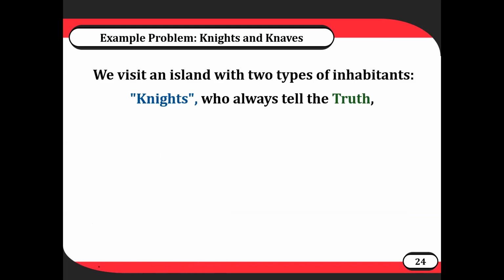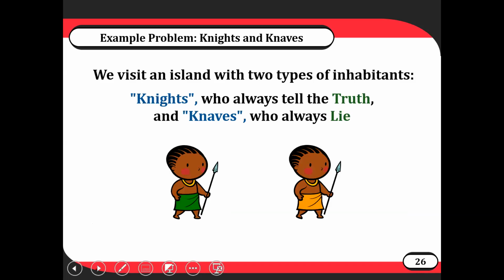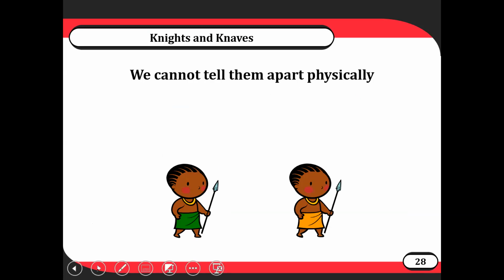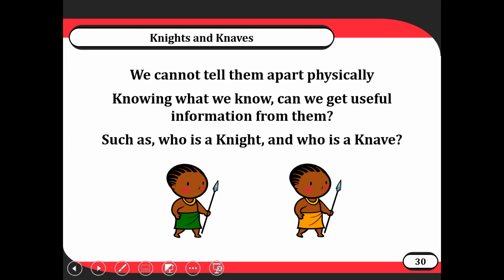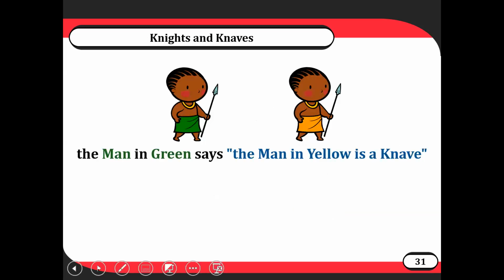So we visit an island with two types of inhabitants, knights who always tell the truth and knaves who always lie. We are met by two inhabitants and we cannot tell them apart physically. So we know that they can be either a knave or a knight, but we don't know who is who. Using this information, what useful information can we get from them? Can we discern anything, such as who is a knight and who is a knave?